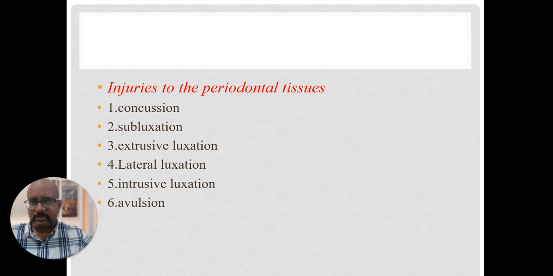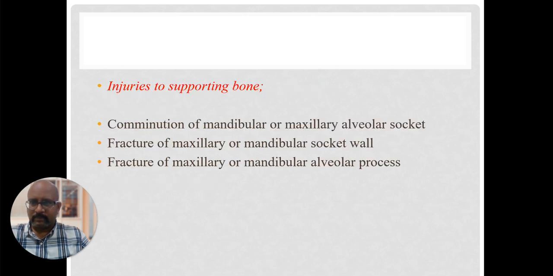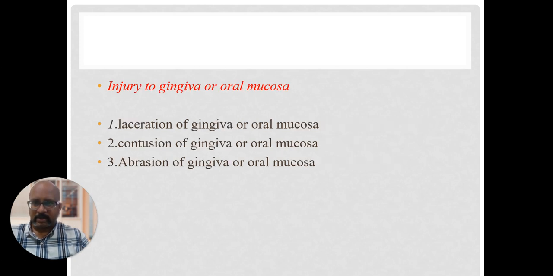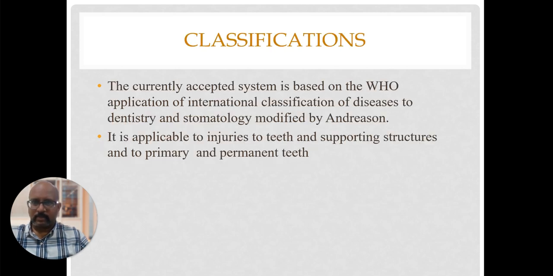In periodontal tissues, we have a concussion, subluxation, extrusive luxation, lateral luxation, intrusive luxation, avulsion. And injuries to the supporting tissues include maxillary or mandibular fractures, alveolar process or socket fractures. In gingiva, we have a laceration, contusion, abrasion.